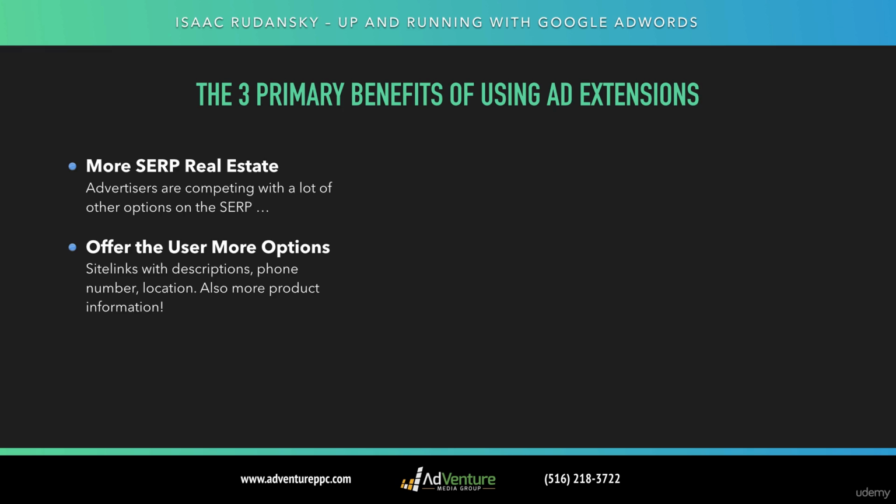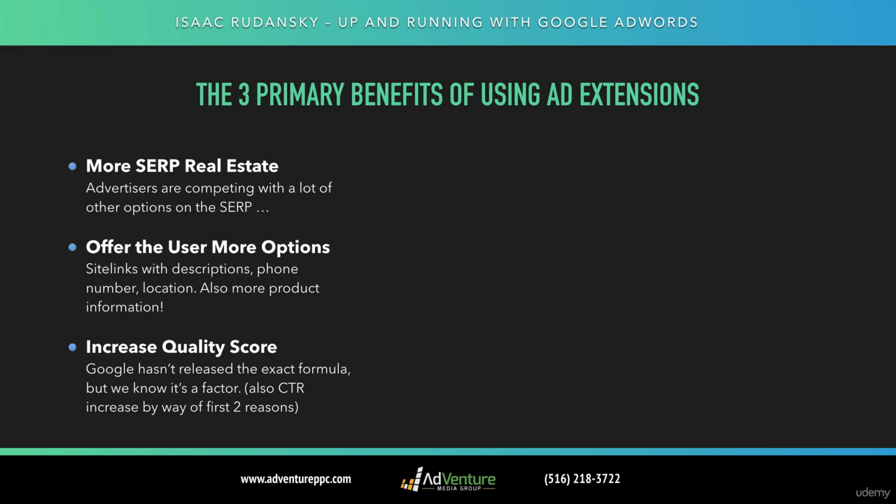Also very important, the third main benefit of using ad extensions is that it increases our quality score. If you're not familiar with quality score, don't worry, we have at least an hour of this course just dedicated to understanding quality score. If you know what quality score is, fantastic. But just in a nutshell, the higher your quality scores are for every individual keyword, the cheaper your costs per click are going to be. Google hasn't released the exact formula, but we know that ad extensions are a factor in the calculation for quality score. Ad extensions absolutely do factor into quality score.